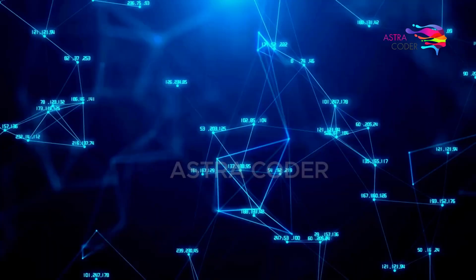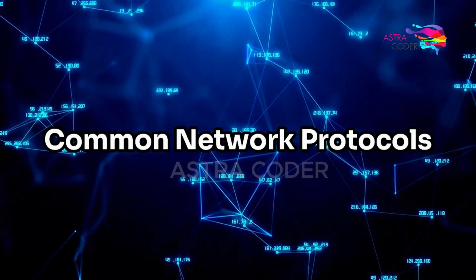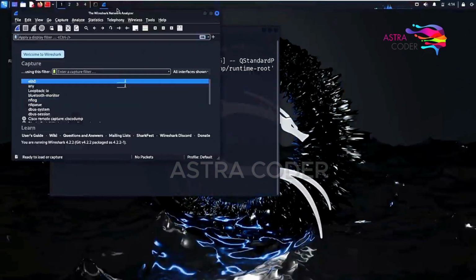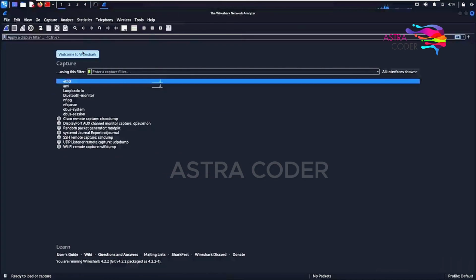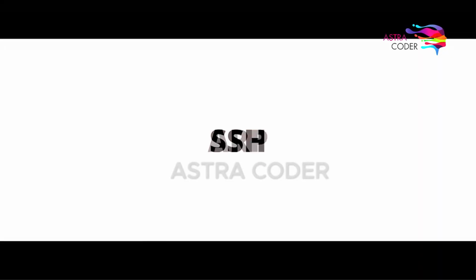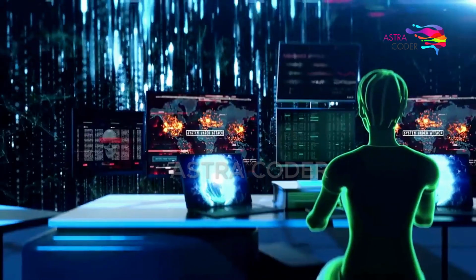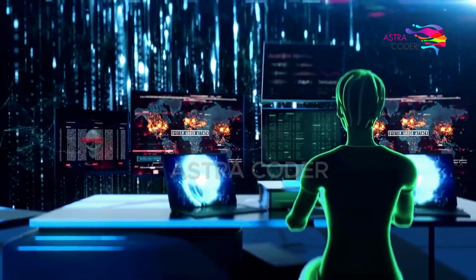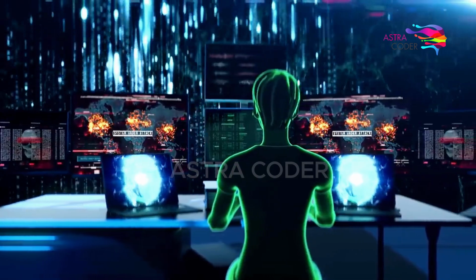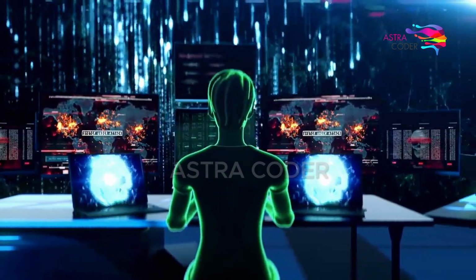Hey everyone, today we're talking about common network protocols. Some of you asked for a full guide on Wireshark, but I realized that to use Wireshark, you need to understand network protocols first. In the hacking world, knowing about network protocols is essential because you can't do much without them. That's why I'm making this video to help you grasp the basics of network protocols, which will set you up for success when using tools like Wireshark in hacking.